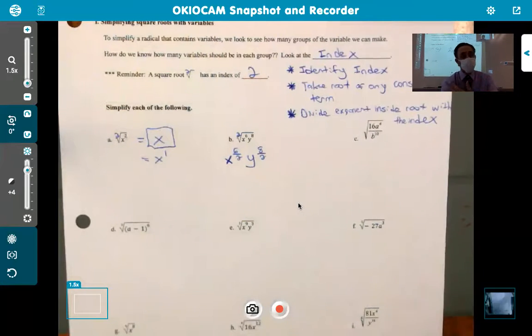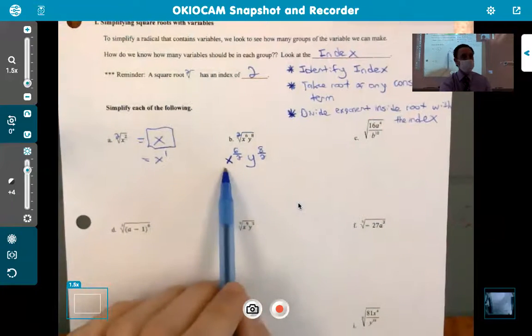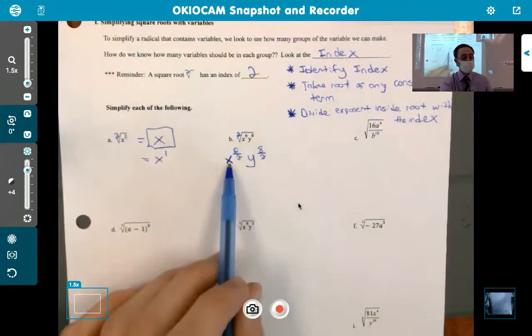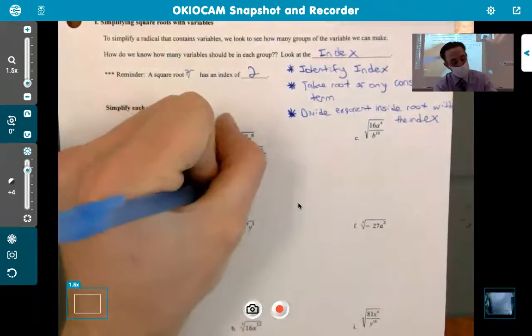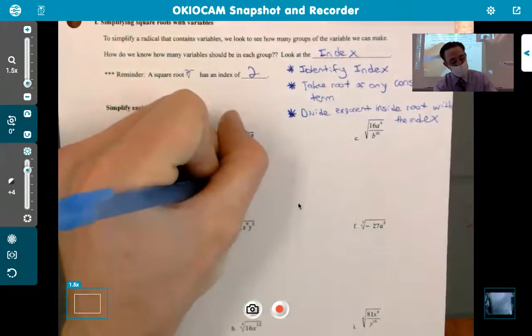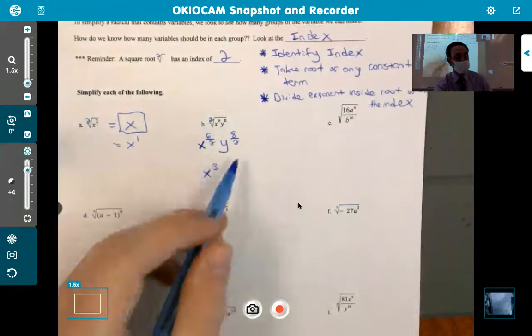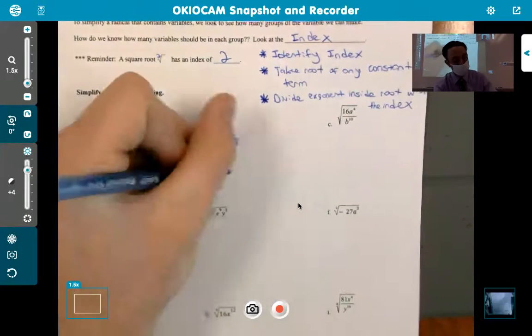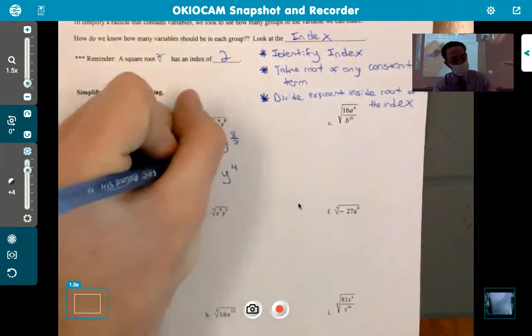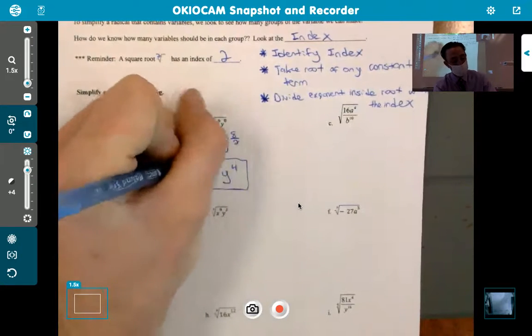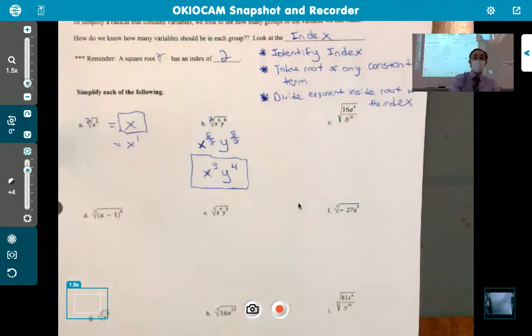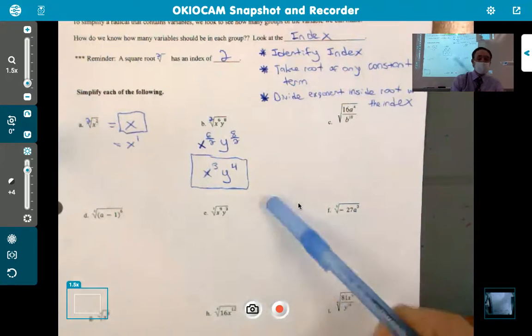As we progress through problems, you're not going to have to write this step out. You can just go through and simplify. What's 6 divided by 2 going to give me? 3. So I have x to the 3rd power. And 8 divided by 2 is going to give me what? 4. So I have y to the 4th power. And then that would be my simplified answer. Any questions about that example?